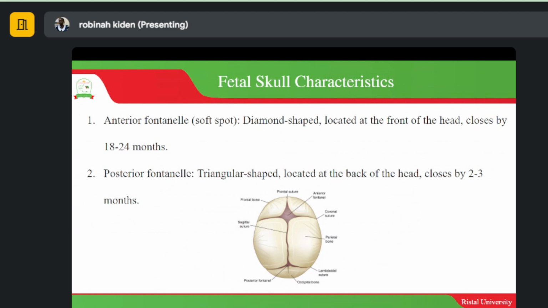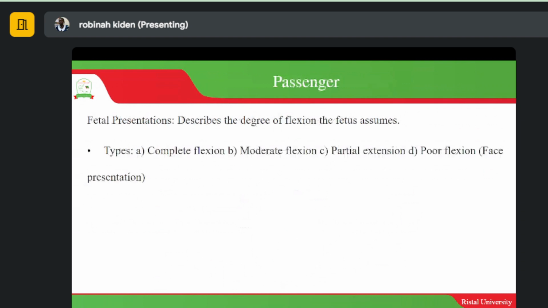Then if you check and you get a triangular shape, that means that it is posterior, and that signifies the vertex presentation, which is a very ideal kind of presentation for childbirth, vaginal childbirth. Let us look at the passenger.